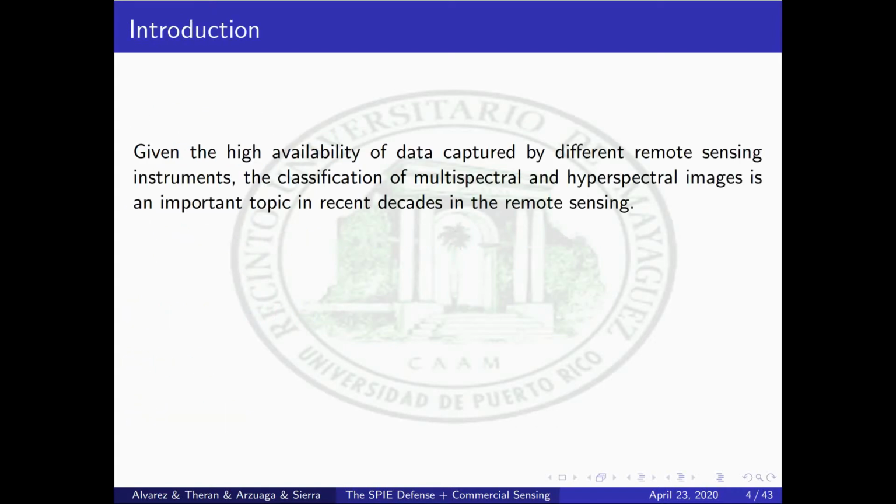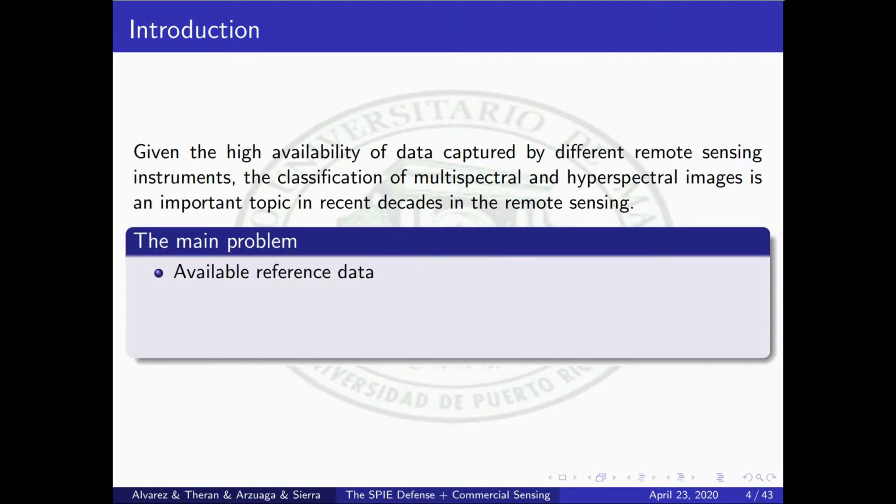Introduction. Remote sensing is a growing area that is due to the high availability of data captured by different sensors in recent decades. In this field, the classification problem is an important topic. The main problem is the available reference data, or ground truth. That implies limited training samples, redundant features, and high dimensionality problem.